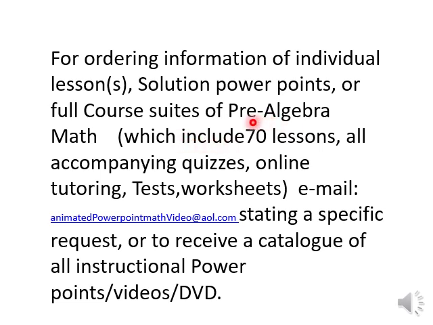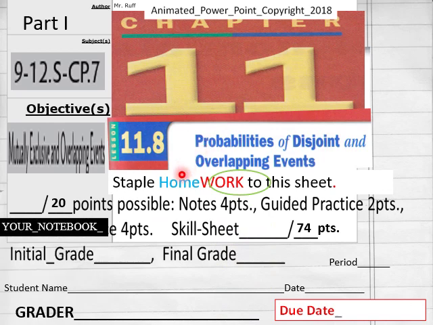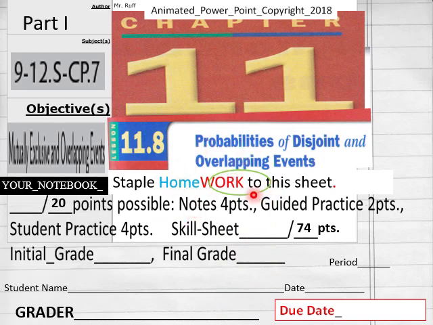Hello everybody, get ready to do lesson 11.8 homework pre-algebra math today. And for today's homework lesson, you got 74 points. You had 20 points on your notebook taking for the classwork, but for the homework you got 74 points here.